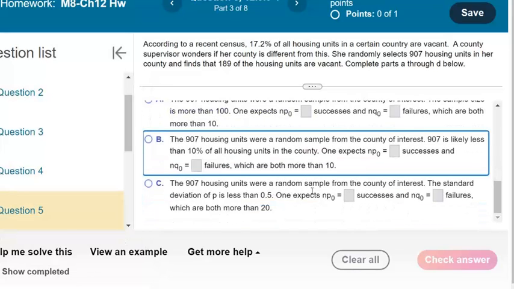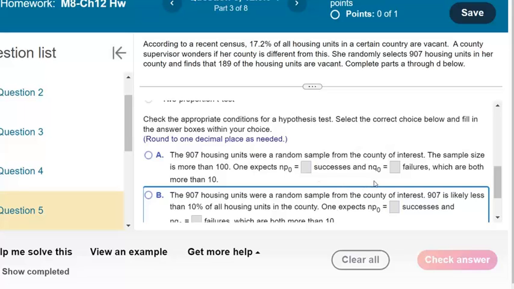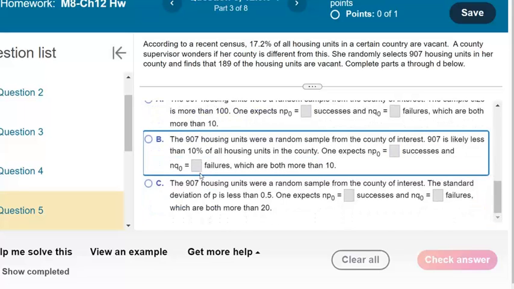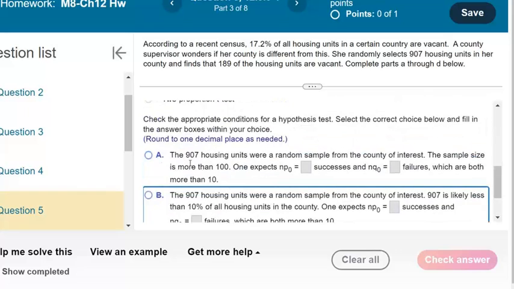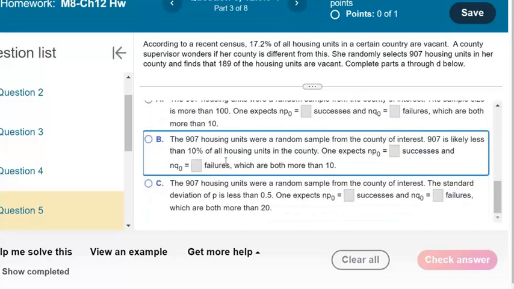What's the difference between these three? Sample size is more than 100. That's not one of the conditions. It doesn't have to be more than 100 for a proportion. The condition is that we have to make sure we're sampling less than 10% of the population. So it's 907 home units. It depends on the area. For some areas like my area, that might be close to 70% of homes. But that needs to be a condition. 907 needs to be less than 10% of all the home units.